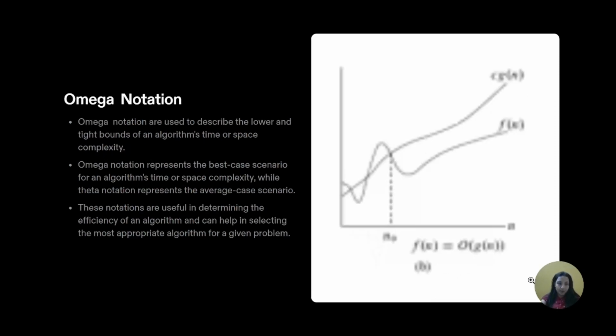Omega notation. Omega notation is used to describe the lower and tight bounds of an algorithm's time or space complexity. Omega notation represents the best case scenario for an algorithm's time or space complexity, while theta notation represents the average case scenario. These notations are useful in determining the efficiency of an algorithm and can help in selecting the most appropriate algorithm for a given problem.